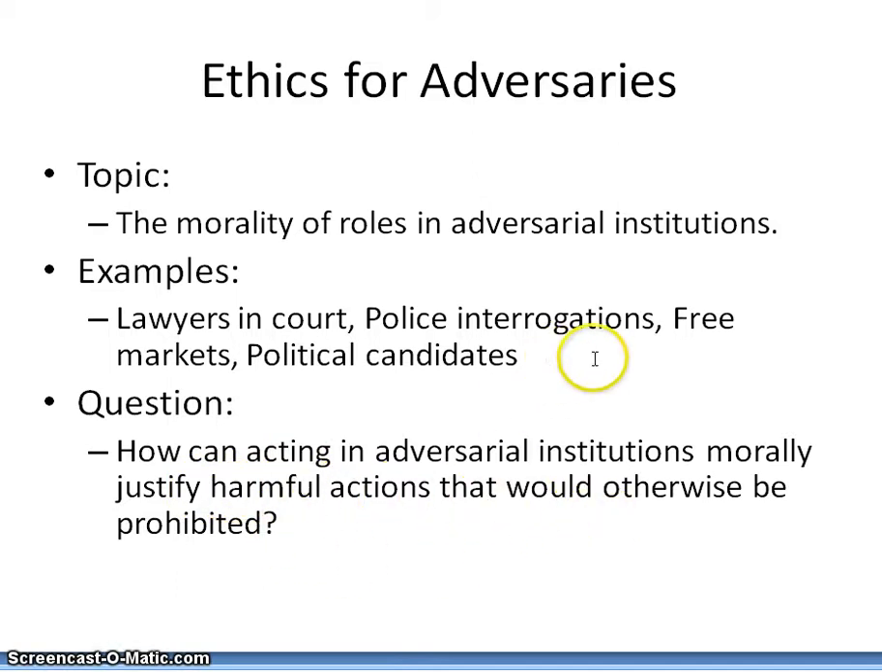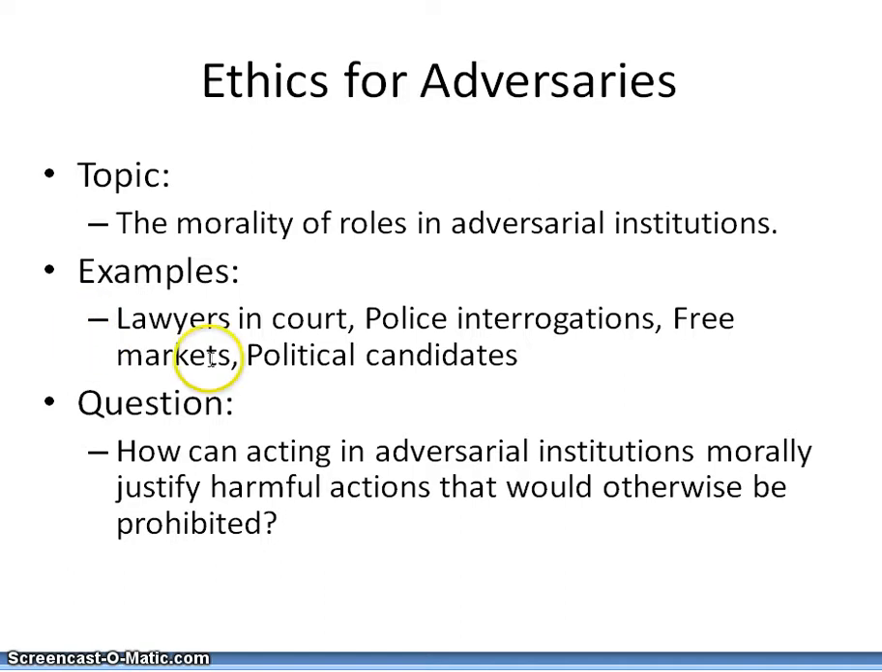Right, so Applebaum's going to claim that in these adversarial institutions, the participants sometimes engage in behaviors that in another context we would see as wrong. So the political candidates, they're going to mislead in their advertising, right? Maybe the buyers and sellers are going to mislead in their pitches. The police interrogator might lie to get a confession. The lawyers are spinning the information, right, in order to promote the view of their client.